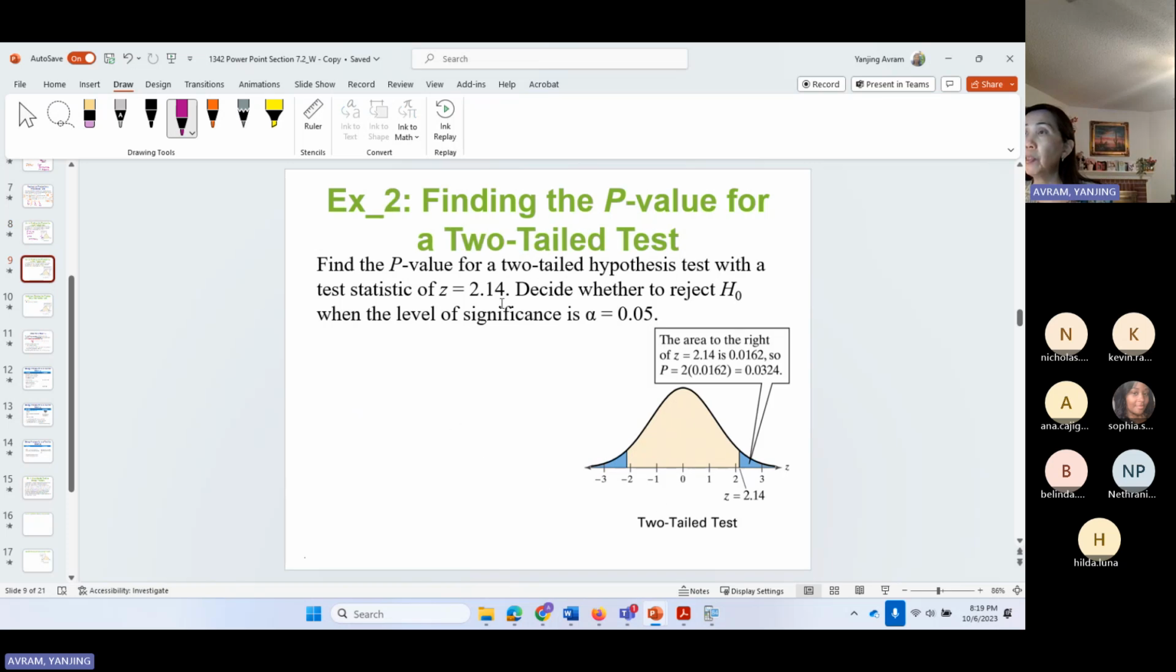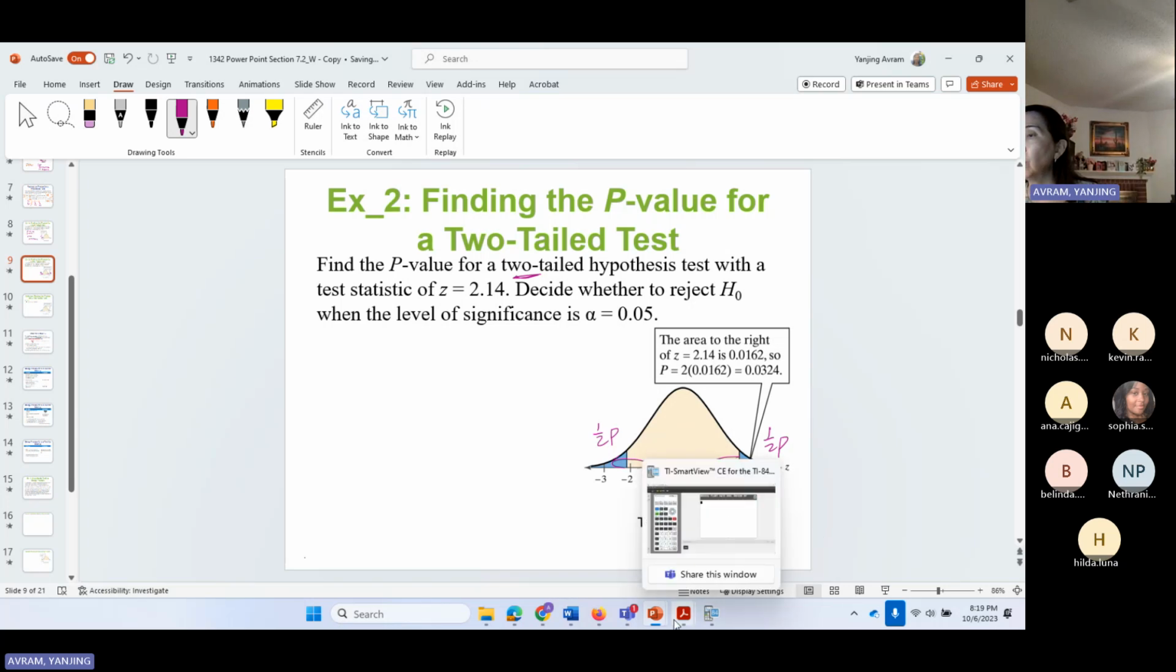All right, this next one is a two-tail test, and the z-score is 2.14. Decide whether you reject or do not reject the null hypothesis when alpha is 0.05. Remember, this is a two-tail test, so each tail is just half of the p. When you read the z-score 2.14, this is the area all the way to the left.